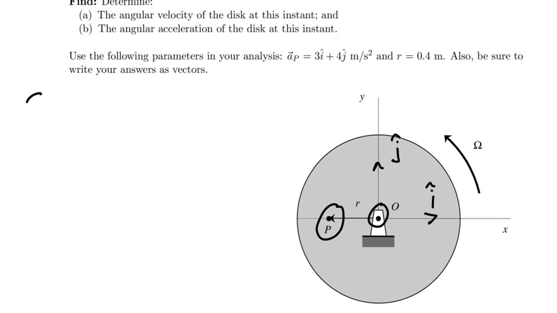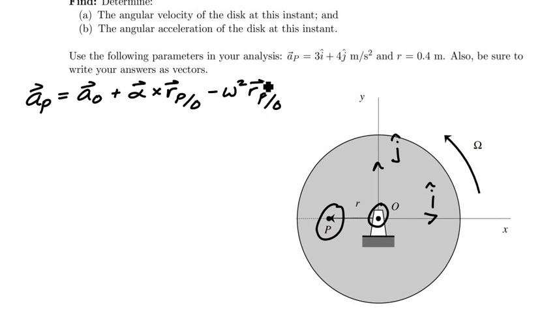So in this case I can say that the acceleration of point P is equal to the acceleration of point O plus the unknown angular acceleration of the disk, which I'll call alpha, and I'll cross that with the position vector P with respect to O, and then because this is a planar problem I can subtract from that r of P with respect to O times omega squared.